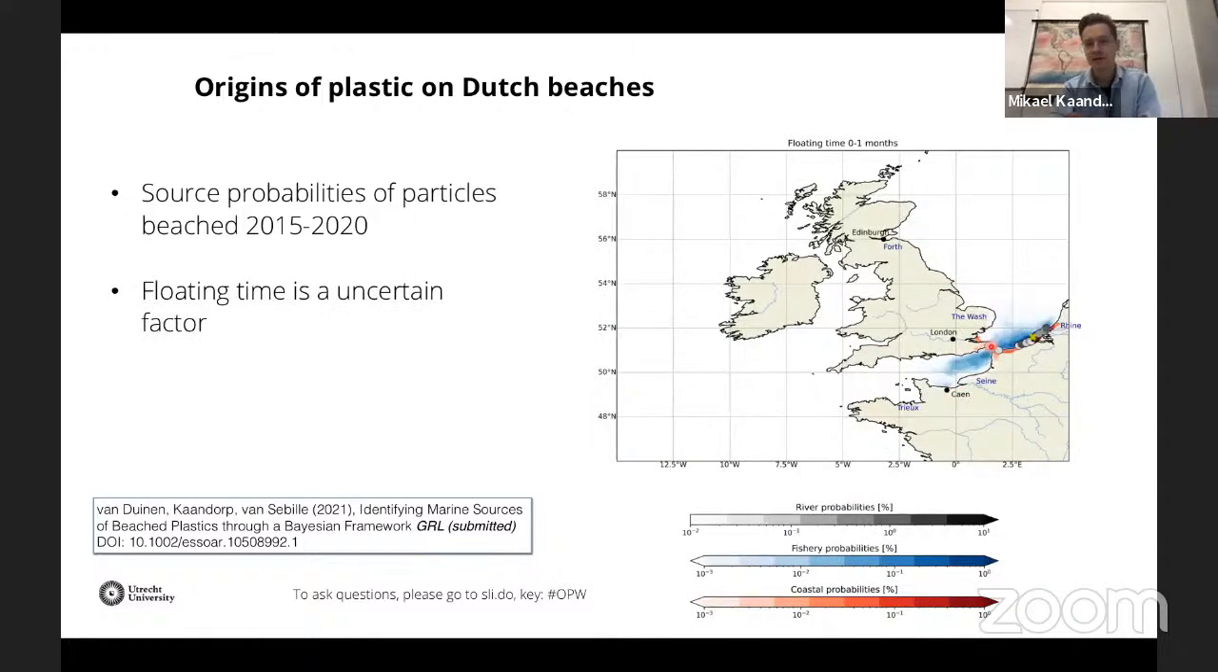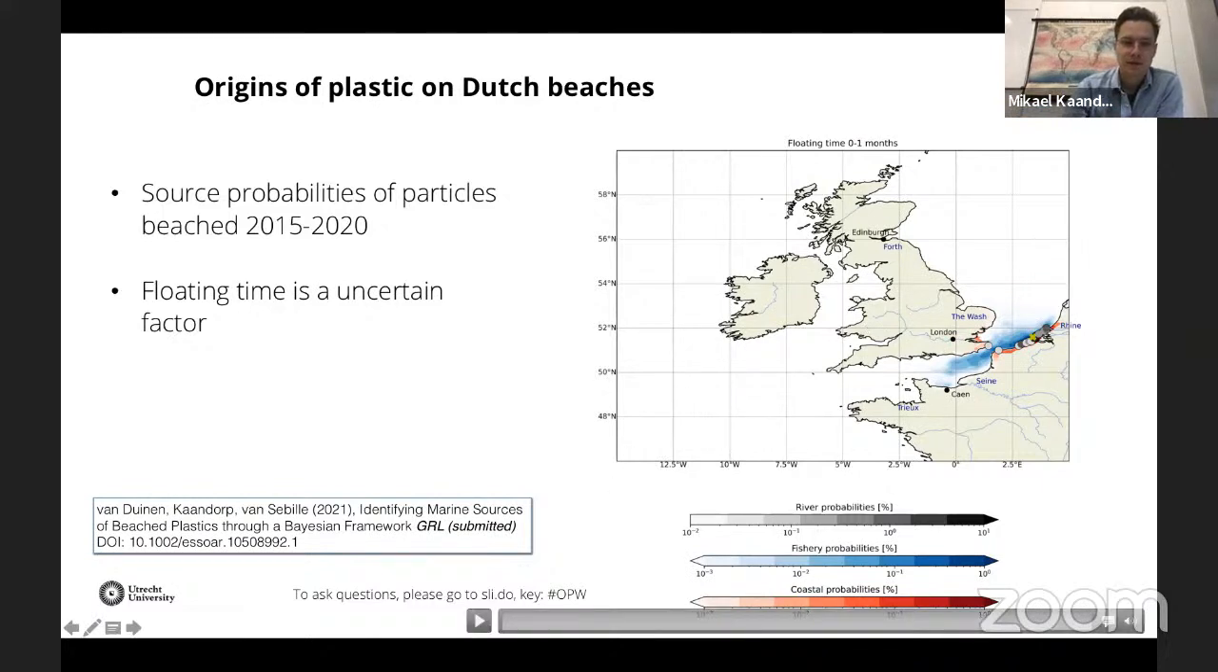One major uncertainty in this framework is the amount of time the particles spent in the water, because if you find a certain object on the beach, it's really difficult to say whether it floated for 1 month or 1 year. So we looked a bit at the sensitivity of this. So in this case, I plotted the probability the particles originate from these areas when they have only floated for 1 month. So in that case, you see that particles are originating from quite close by, actually.